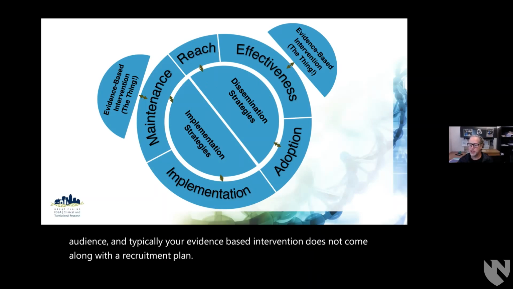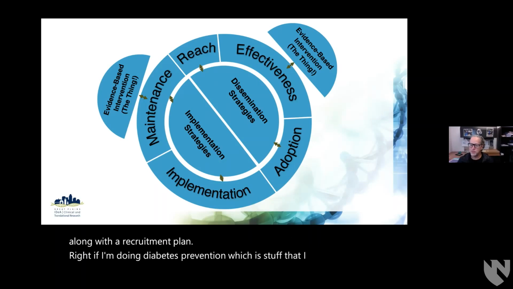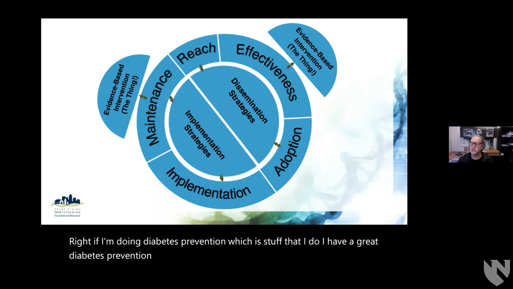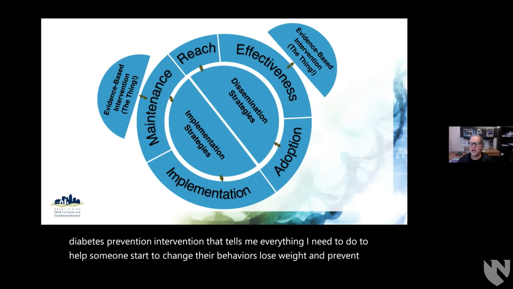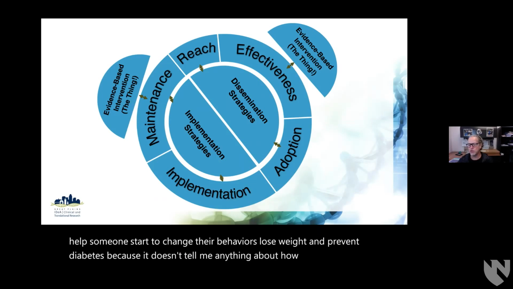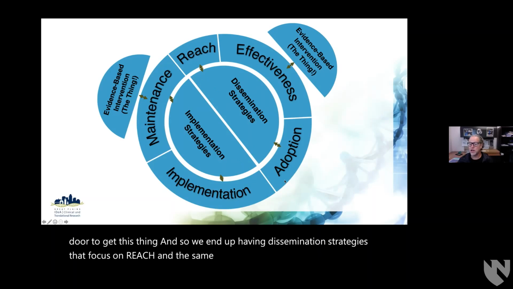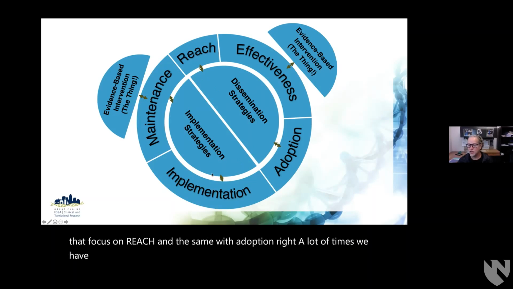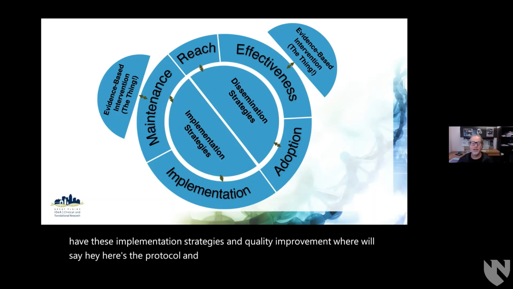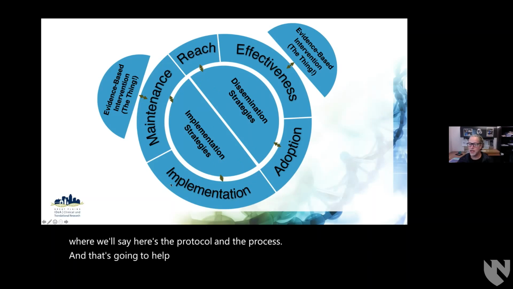If I'm doing diabetes prevention, which is stuff that I do, I have a great diabetes prevention intervention that tells me everything I need to do to help someone start to change their behaviors, lose weight, and prevent diabetes. But it doesn't tell me anything about how to get them in the door. And so we end up having dissemination strategies that focus on reach, and the same with adoption, right? A lot of times we have these implementation strategies and quality improvement where we'll say, hey, here's the protocol and the process, and that's going to help us implement this in a high fidelity way and hopefully sustain it.